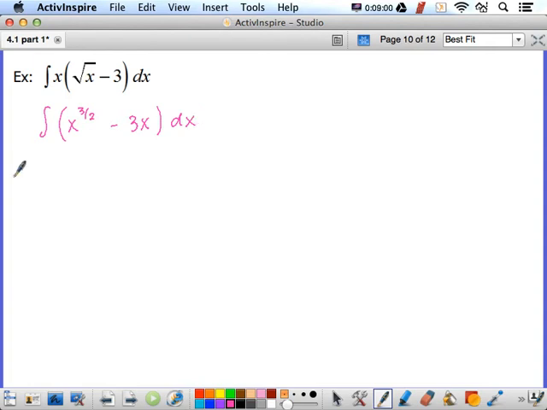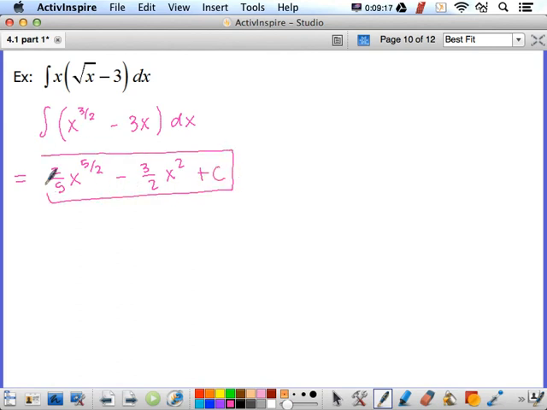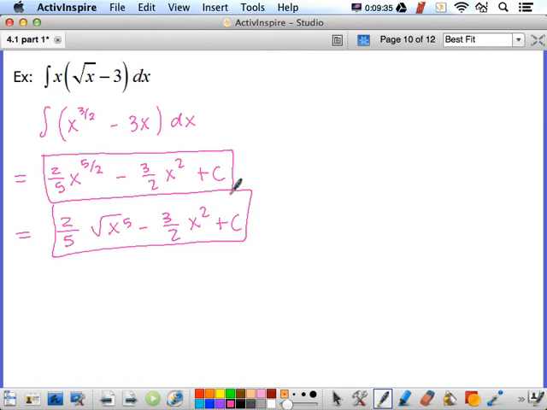Now we're going to do our power rule. That will become x to the 5/2 divided by 5/2 or multiplied by 2/5 minus 3x squared divided by 2. So minus 3/2 x squared plus c, and you could stop there. Or you could change it to square root of x to the 5th minus 3/2 x squared plus c. So either of those would be perfectly acceptable. How many of you guys got it? Excellent.